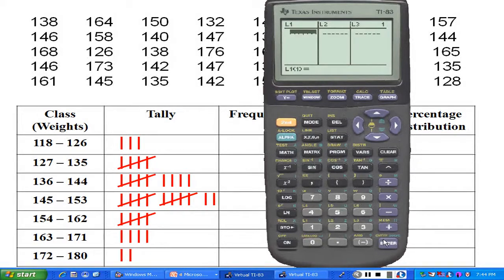How do I get mine to say L3, L4, and L5? And you don't have an L1 and L2? It's not showing it. Okay, somebody's messed up your calculator, or she's messing with your calculator or something like that. Just go over here.